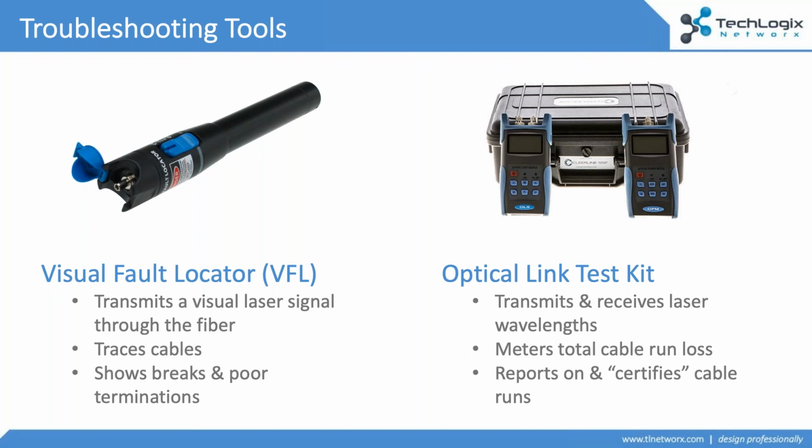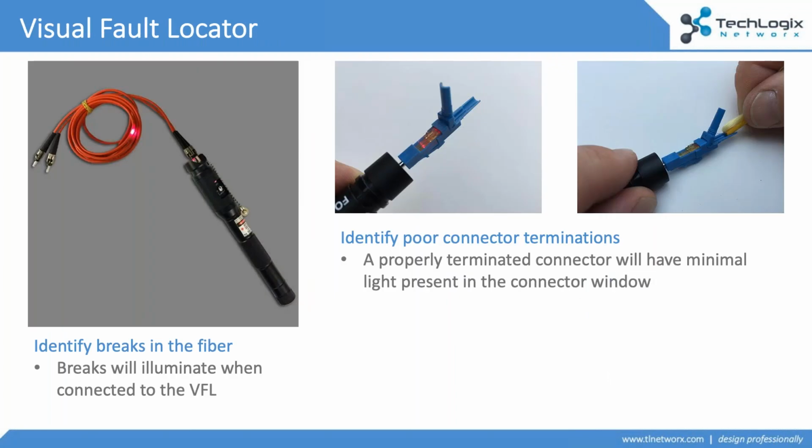And then you also have optical test kits. These are the meters and the generators that will provide you your actual amount of loss on an installation run. It's also what's used to certify a run, certify a cable path, that it's within your power loss budget. So both tools are very useful. Let's start with the VFL.